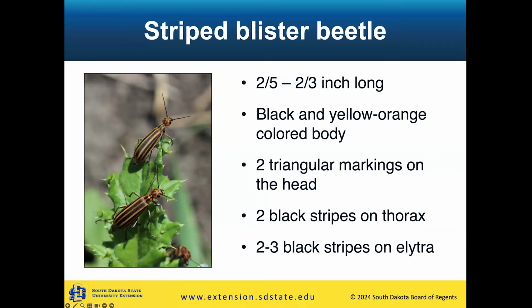So these ones are a little bit smaller again than those immaculate ones, about 2/5 to 2/3 of an inch long. They'll have these triangular markings on the head, as you can see. It's almost like two triangles kind of pointed away from each other. And then they'll have those two black stripes on the thorax, and then again the 2 to 3 there on the elytra.